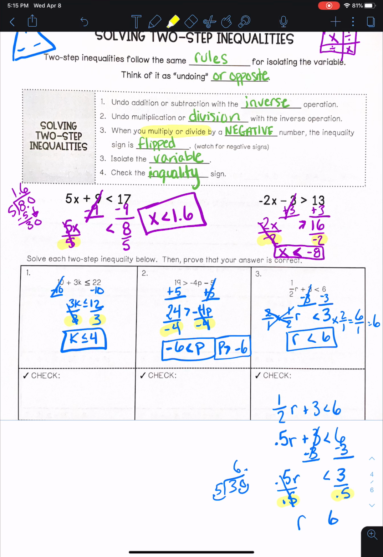Did I divide by negative? No. So my symbol stays the same. Okay? And that's it. So make sure you complete your independent practice and let me know if you have questions.